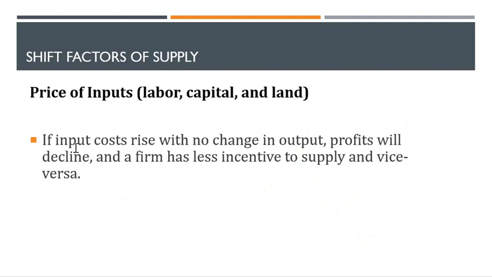The number one factor is the prices of inputs. There might be quite a few inputs like labor, capital, land, entrepreneurship, and so on. If the input cost rises with no changes in output, naturally profit will be lower and the firm will feel discouraged to supply more. And the opposite is true as well. So in both cases, when input cost rises without any changes in output, the supplier tends to supply less, and when the input cost goes down, the supplier tends to supply more.